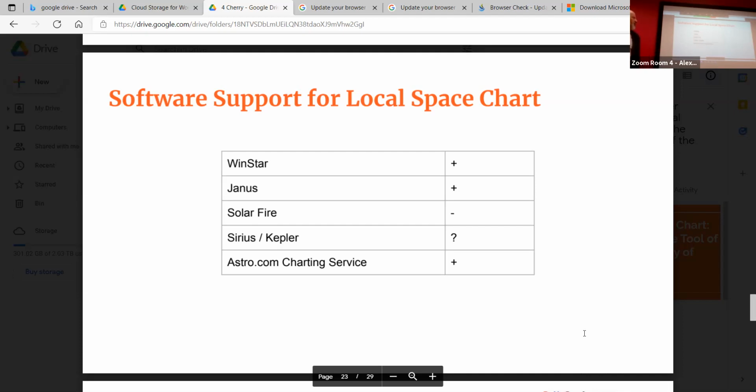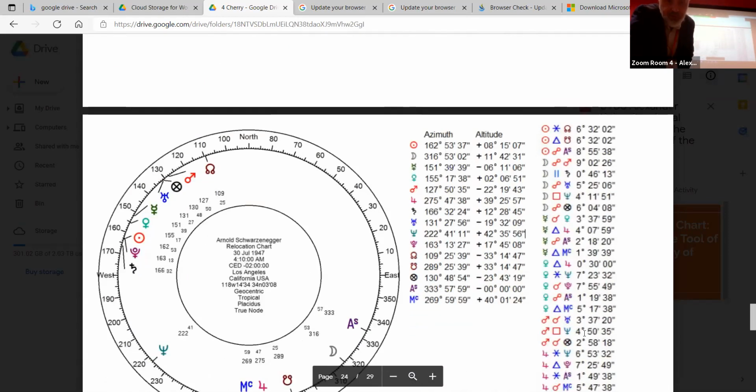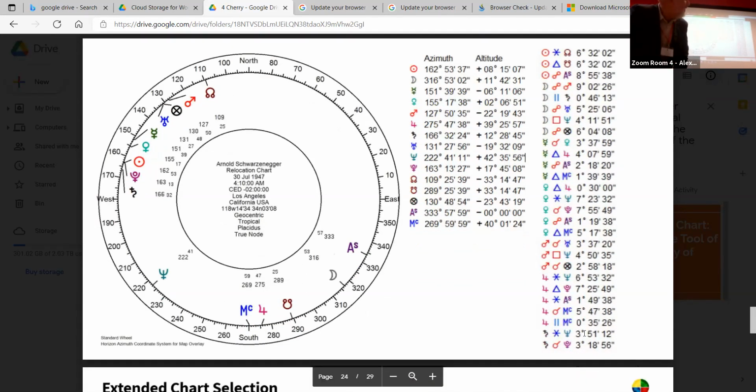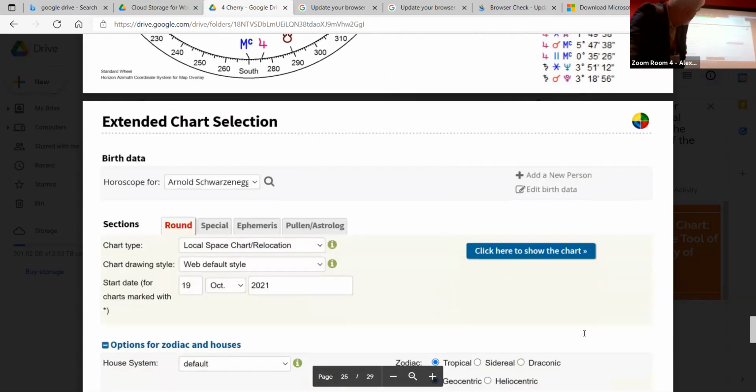I don't know. But good news is that astro.com charting services, which are free, completely free, can create this chart for you and can give you all the information you need. So I have a few slides that show where you can find that. This is the example of a local space chart created with Janus. Very nice. All the information you need.